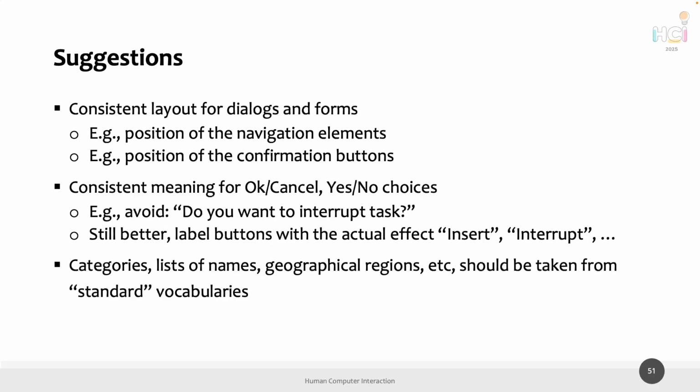And of course, consistency is something that is important for different aspects of your design. So you should use consistent layout for dialogues and forms, like consistency in the position of the navigation elements. You should use consistent meaning for your labels, like OK, cancel, yes, no choices. And in general, you should have consistency in all the terms you use in your interface.